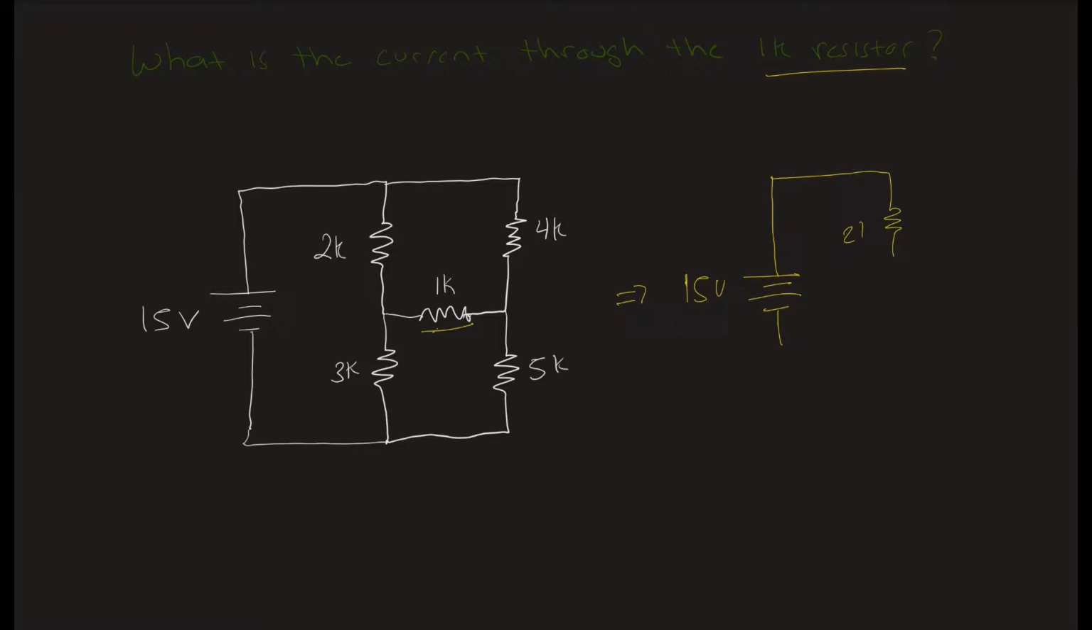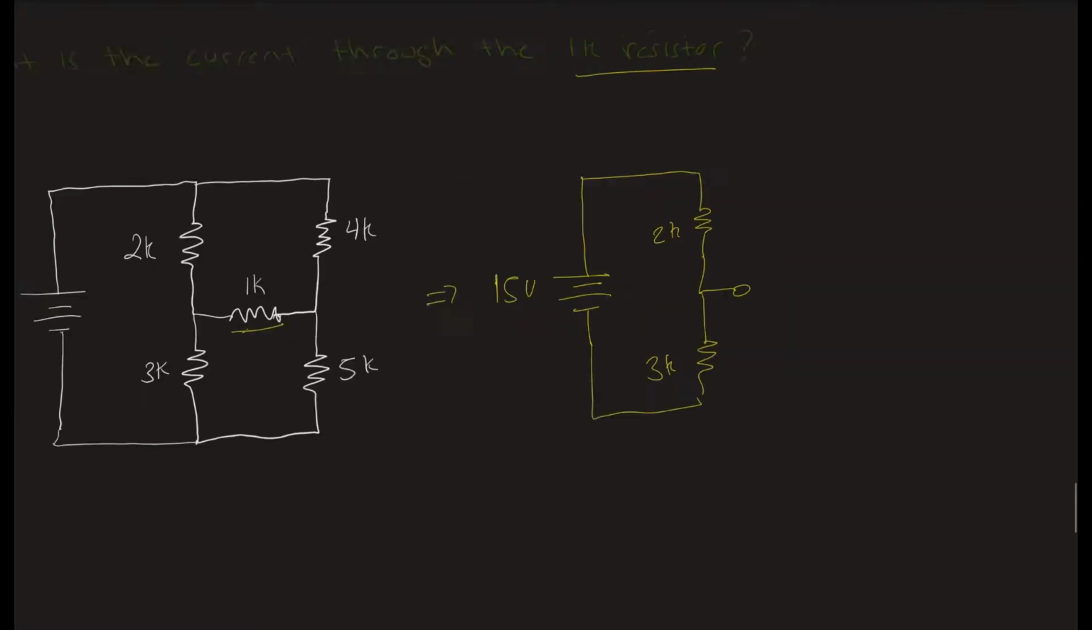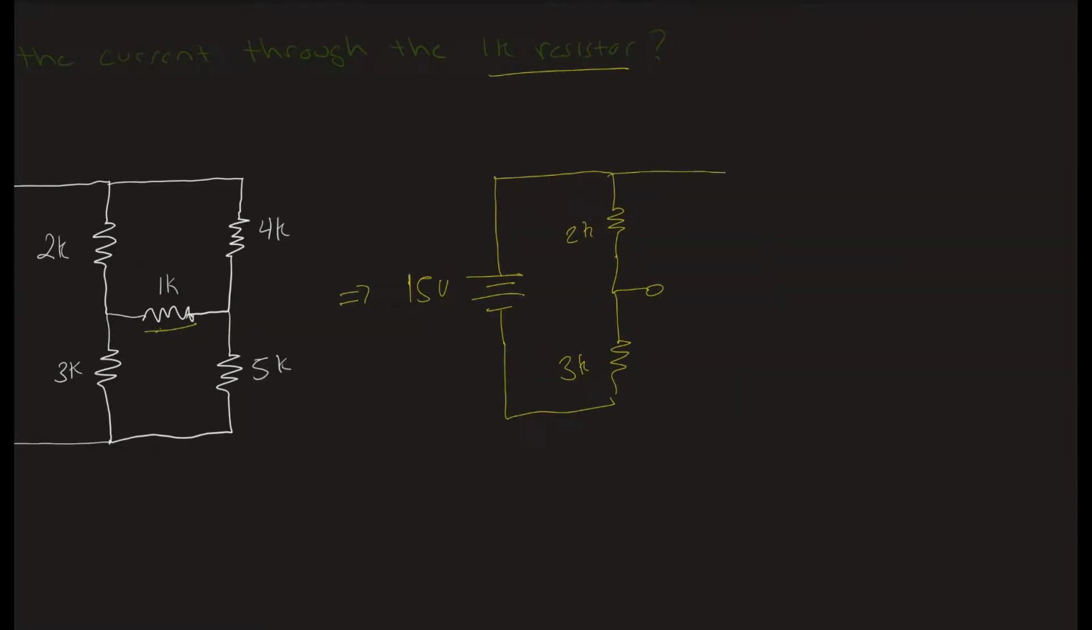I have a 2K here. Again, we open it at the load. I have a 3K here, 4K, and 5K. And so now, from here to here, this is our Thevenin, the difference between those two sides.